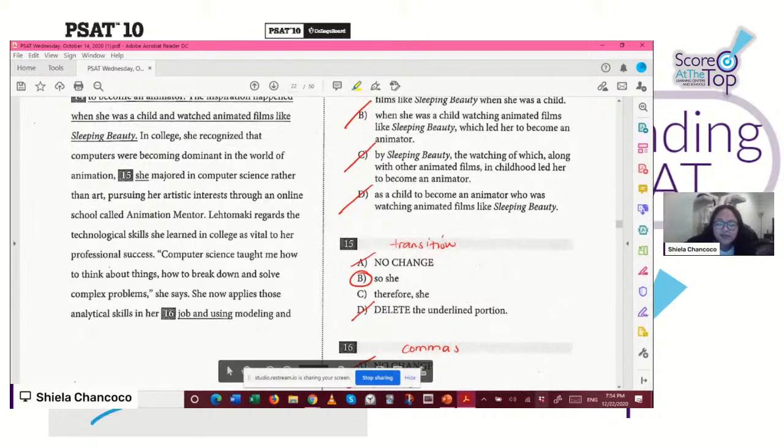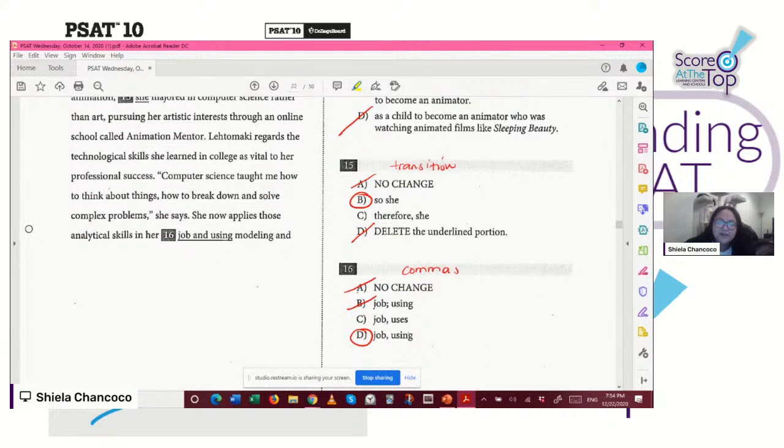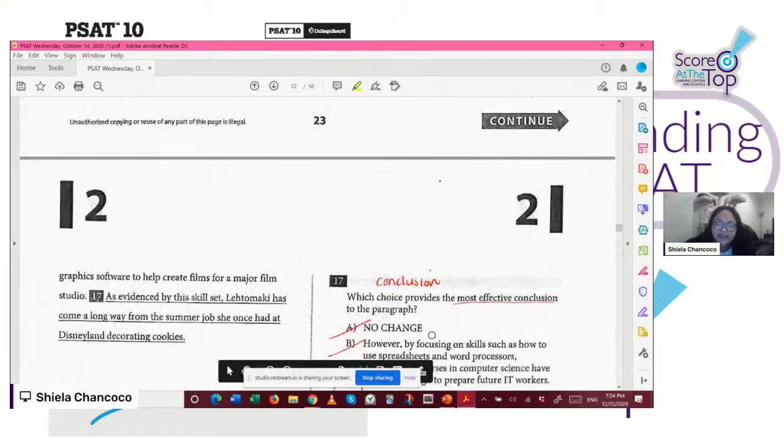All right, so this one has a pseudo transition question. She recognized that computers were becoming dominant in the world of animation. So like this is a cause and effect. So what did she do? She majored in computer science. That's basically it. All right, 16. She now applies those analytical skills in her job and using modeling, and like there's so many ands there. So the best way for that is to use a comma: using modeling and graphic software to help create films for a major film studio.